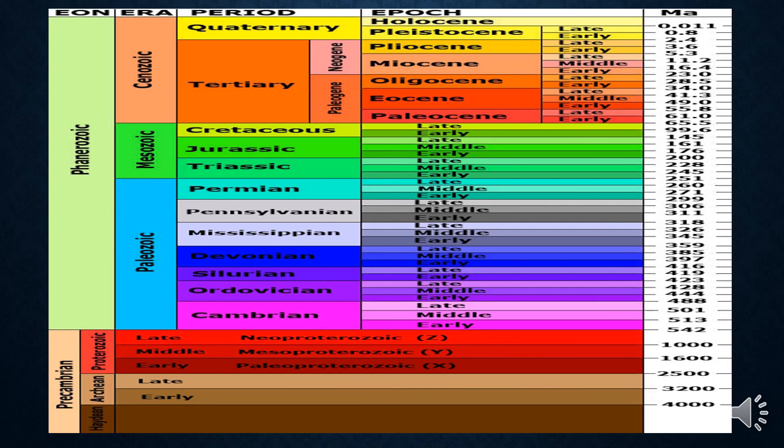Here we see a geological time scale, and the fossils start from the Triassic. Most of the fossils are found in the Jurassic and the Cretaceous, these two periods, and we can also see fossils till this Eocene period, of various members and species close to Lygodium, those belonging to the order Schizaeales.